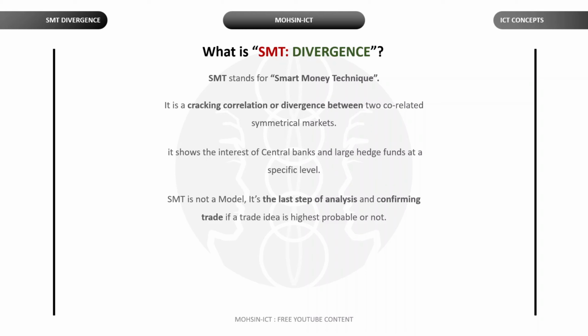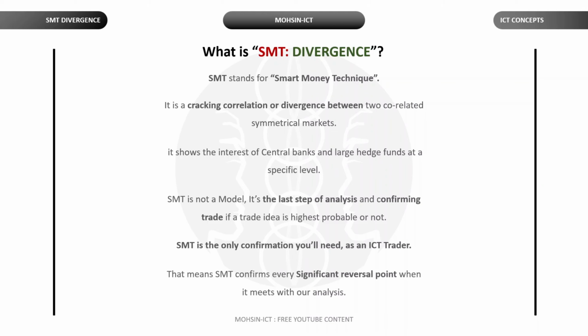SMT is not a model. It's the last step of analysis, confirming whether a trade is high probable or not. After you have done your analysis and you are at your high time frame key level, then you look for the SMT to confirm your trade idea and then proceed to entry. SMT is the only confirmation that you will need as an ICT trader. That means SMT confirms every significant reversal point when it meets our analysis.